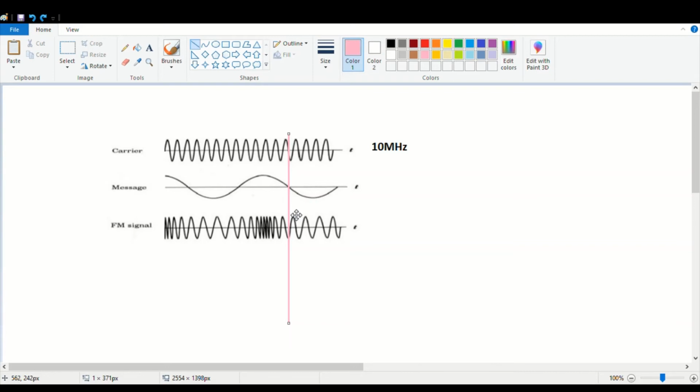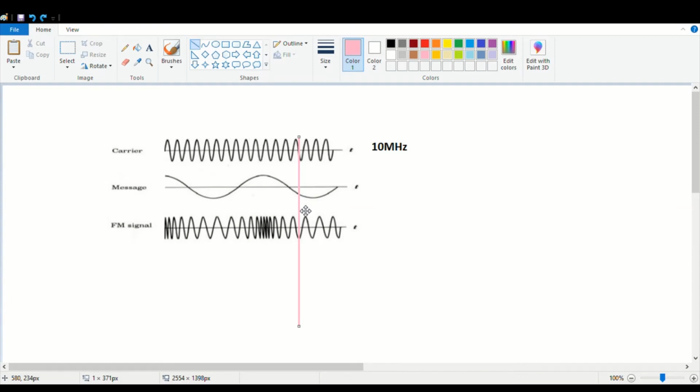Now, moving ahead to the negative half cycle of the message signal. Here you see that the amplitude of the message signal is on the negative side. So the corresponding frequency of the FM signal will be slightly lesser than 10 megahertz. 10 megahertz is the frequency when the amplitude is 0, but here the frequency is slightly lesser than 10 megahertz.